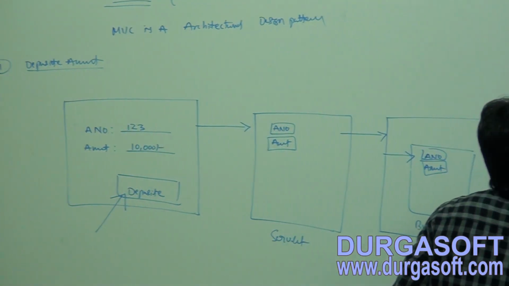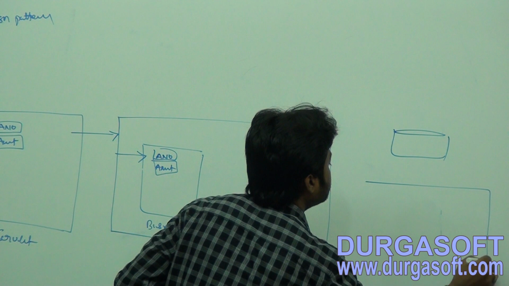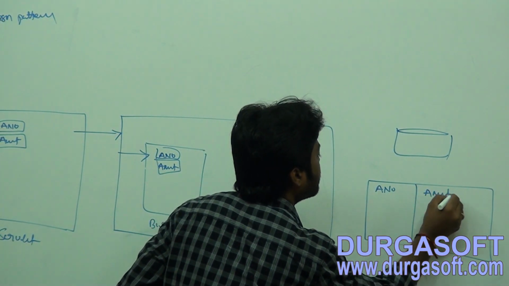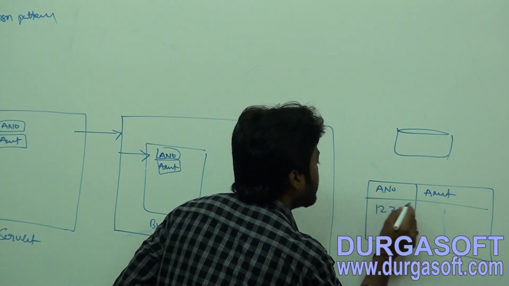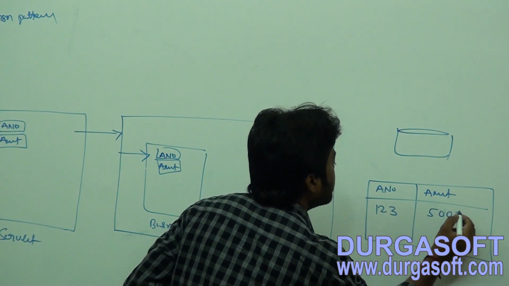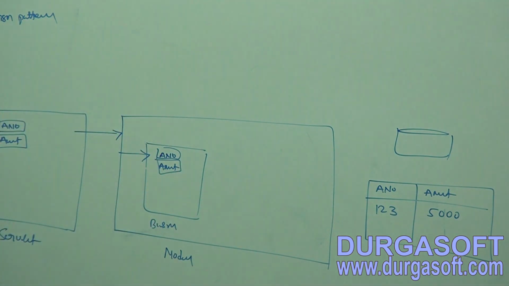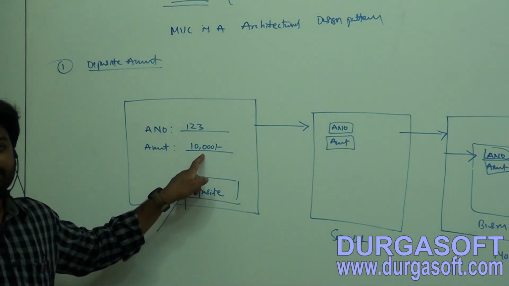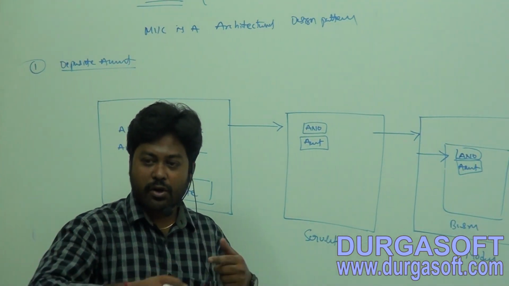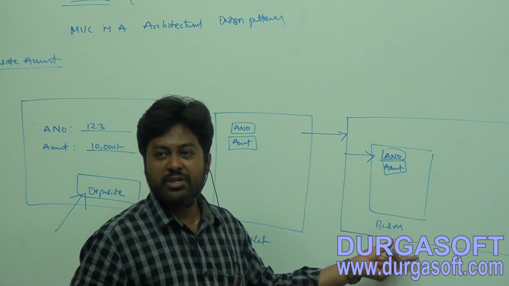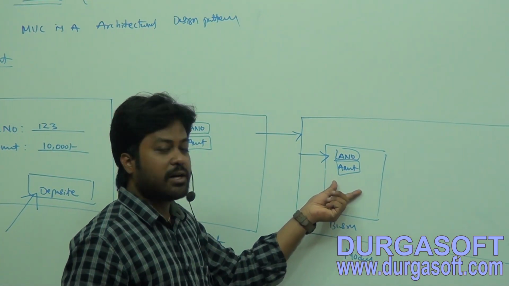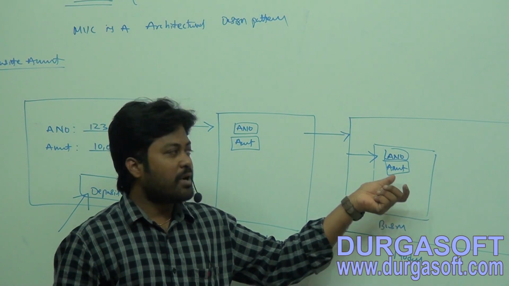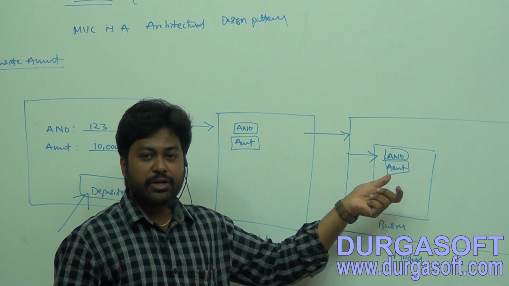Let's say you have a table, and in that table you have account number and amount. My account number is 123 and I already have a balance of 5,000. So in this deposit use case, for this 123 account, it needs to add 10,000 rupees. Who needs to do this addition operation? Your business class. The business class needs to take the data, account number and amount, from the controller class.